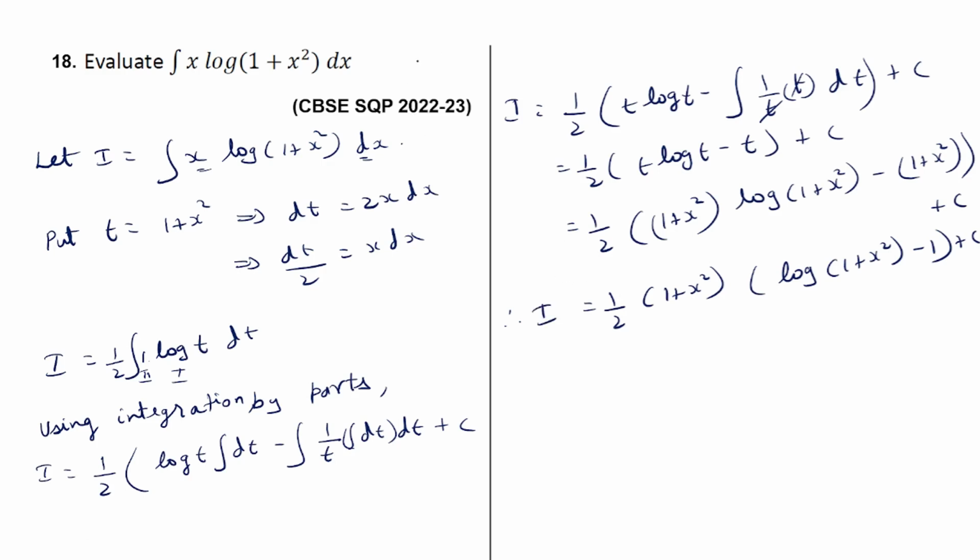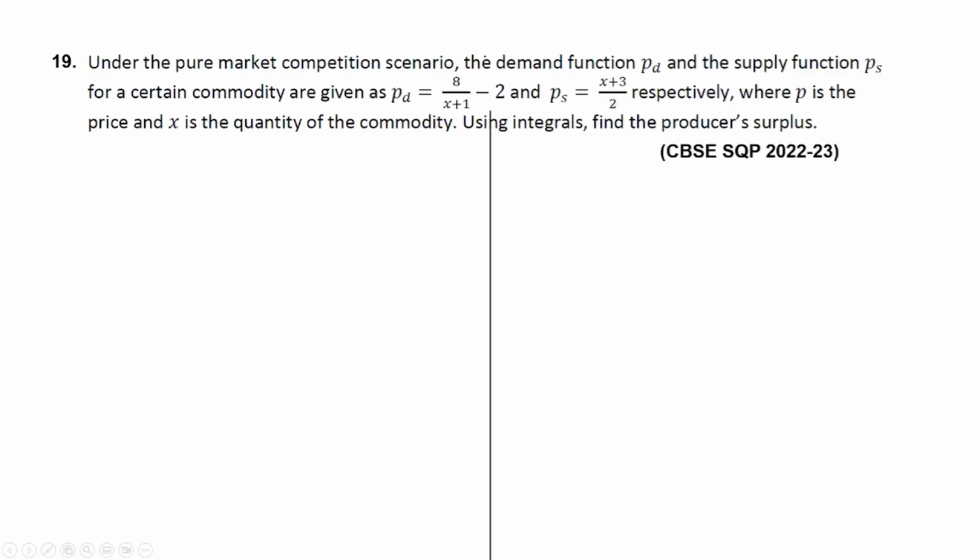This question was given for 3 marks. Moving on, next question. This is also a 3-mark question. Under pure market competition scenario, the demand function PD and supply function PS are given as PD as 8 by x plus 1 minus 2 and PS is x plus 3 by 2 respectively, where P is the price and x is the quantity of the commodity. Using integrals, find the producer's surplus.